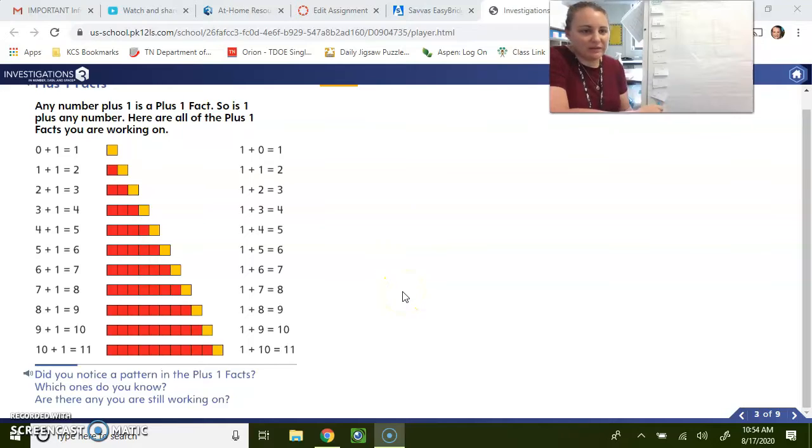Another type of fact that you have in your stack are called plus 1. Any number plus 1 is a plus 1 fact. So 1 plus any number is a plus 1 fact. Any number plus 1 is a plus 1 fact. So you can see down here, 0 plus 1 equals 1, 1 plus 0 equals 1. Now I like how they've used the two different colors here. You can see that 1 plus 1 equals 2. Wouldn't that be doubles too? 2 plus 1 equals 3, or you can go the other way around. 1 plus 2 equals 3.